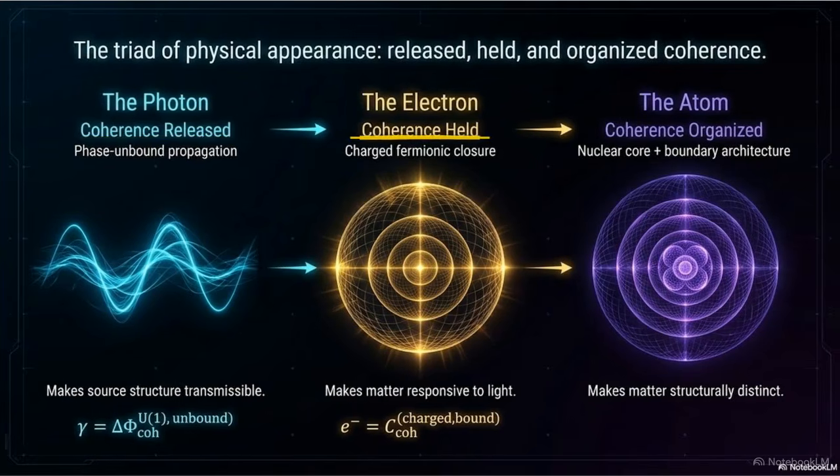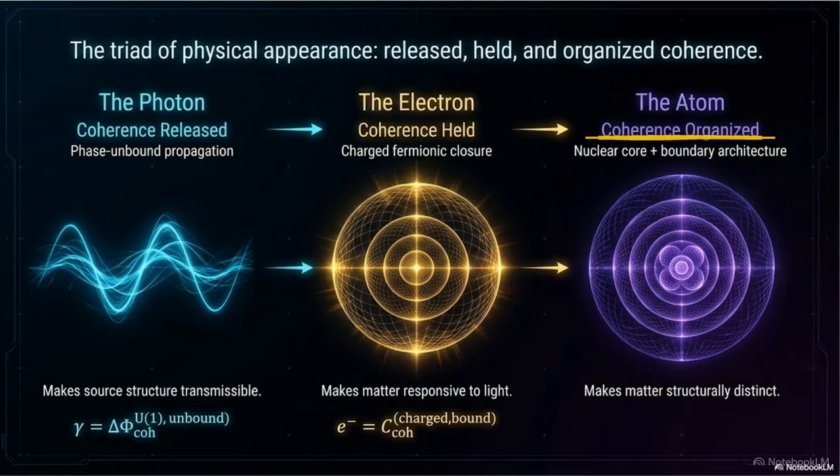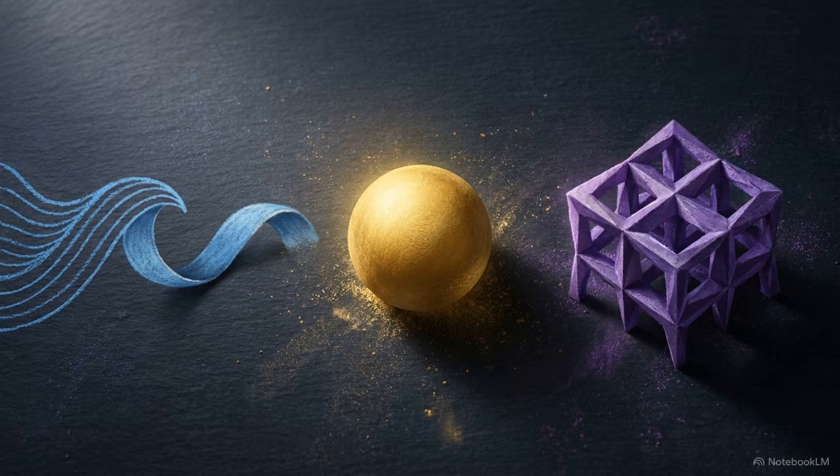In the center, the electron is coherence held, a charged boundary making matter responsive. On the right, the atom is coherence organized into layered architecture. Released, held, and organized coherence form the three states of the structural grammar of visible reality.